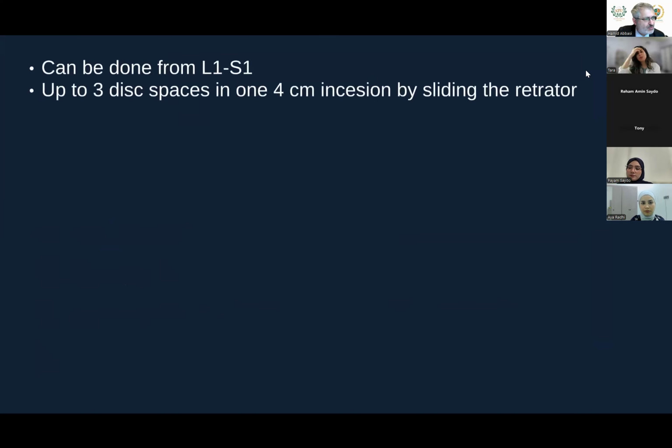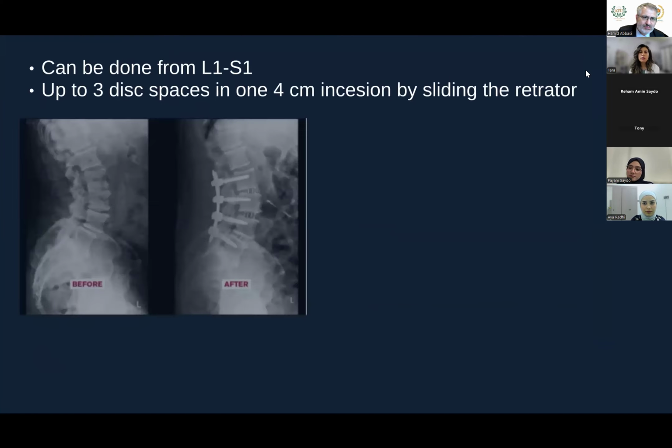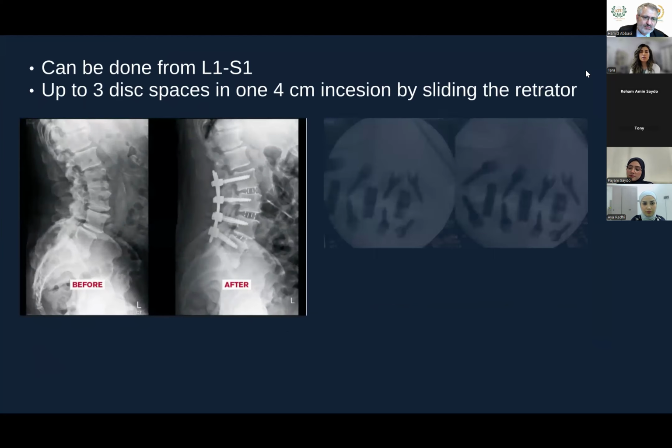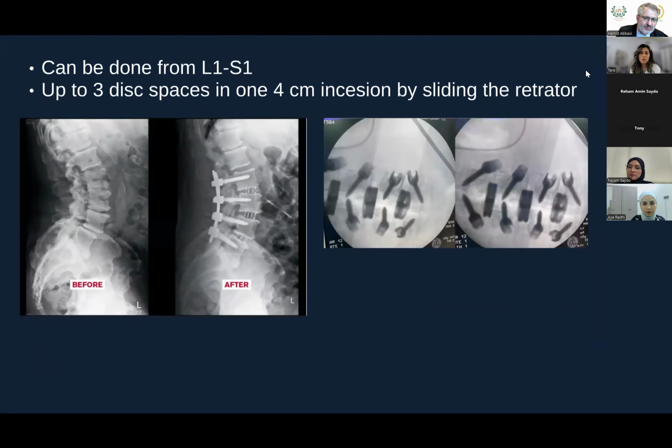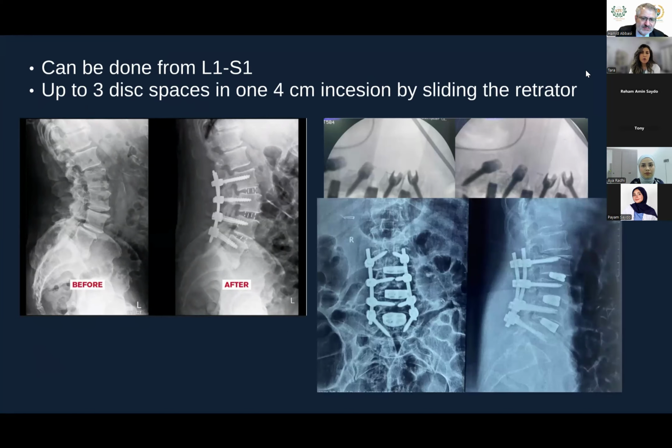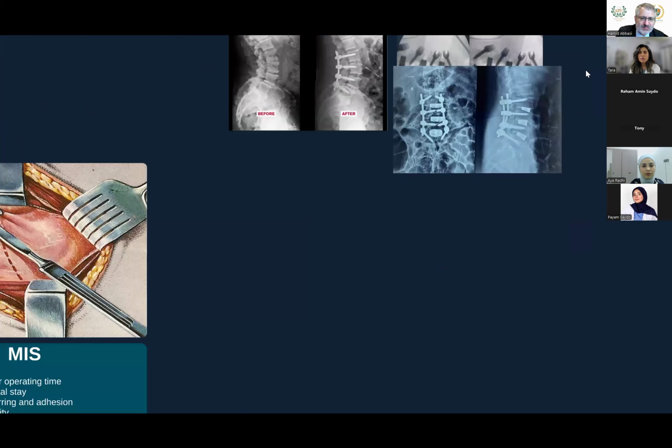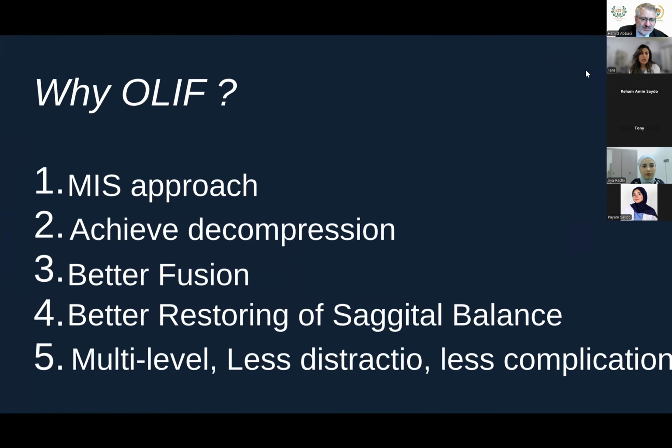And lastly, it can be done from L1 to S1. Up to 3 disc spaces in 1 4 cm incision is done by only sliding the retractor. In a very obese patient, doing L2-3, L3-4, and L4-5 discs through the same 4 cm incision, and only by sliding the retractor, without a requirement of increasing the incision or doing another incision. So multi-level, less distraction, less complication.